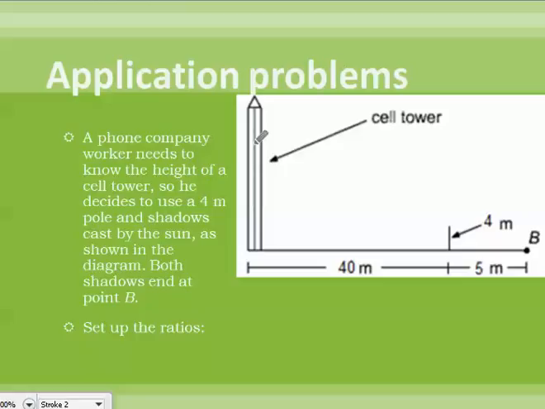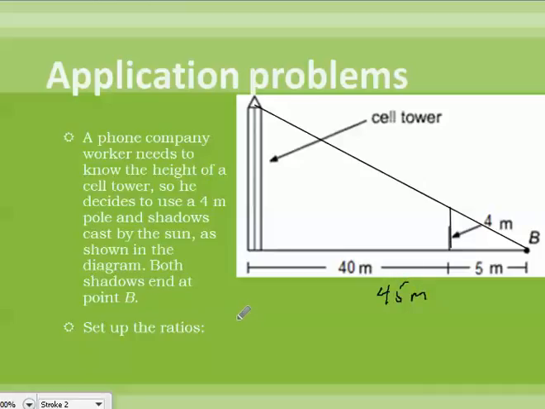Let's go on and do this one. Cell tower. We're going to do the same sort of thing we did with that flagpole. We got a shadow that comes down like that, right? We've got a stick in the ground that's 4 foot high, or 4 meters high. They want us to write down the ratios for this one, to find the height of the cell tower. I need to know the distance on this side of the triangle. 40 plus 5 is 45 meters, okay?